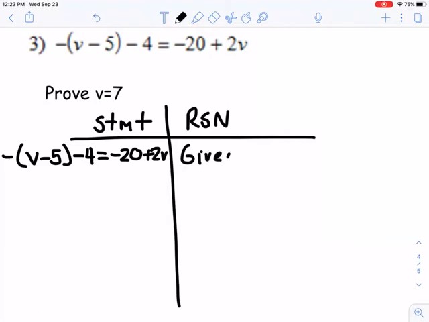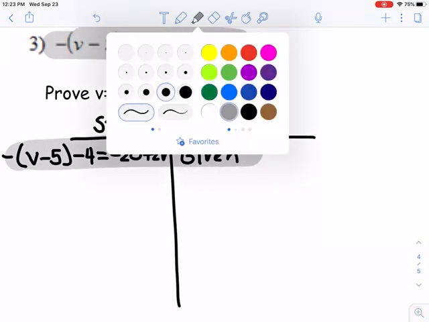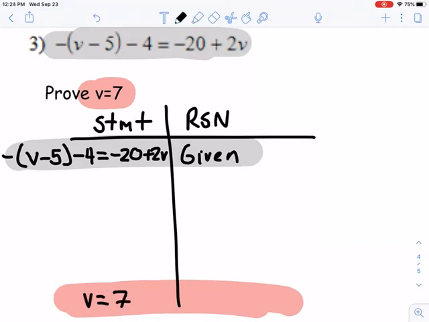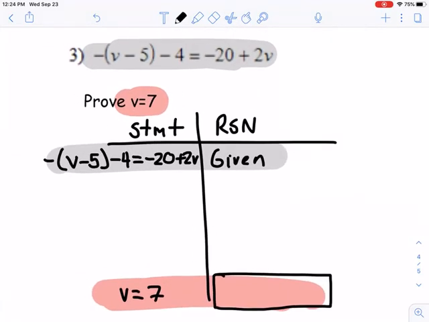So again, even if you're completely confused, realize what's given to me is my first statement, reason given, and I don't even know what the proof is going to look like, but I know my last statement is going to be v equals 7. That's my conclusion. That's my punchline. I have to get there somehow. The last reason is always going to be something different. So we at least know 3 things in this table: our first statement, our first reason, and our last statement. Now let's see if we can achieve my ultimate goal.